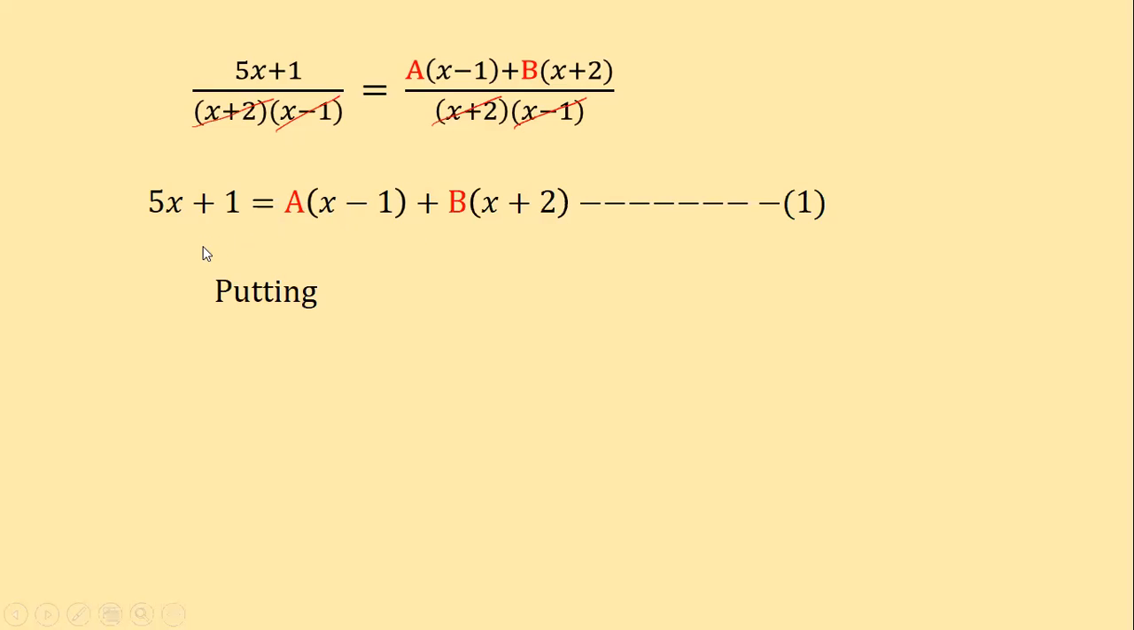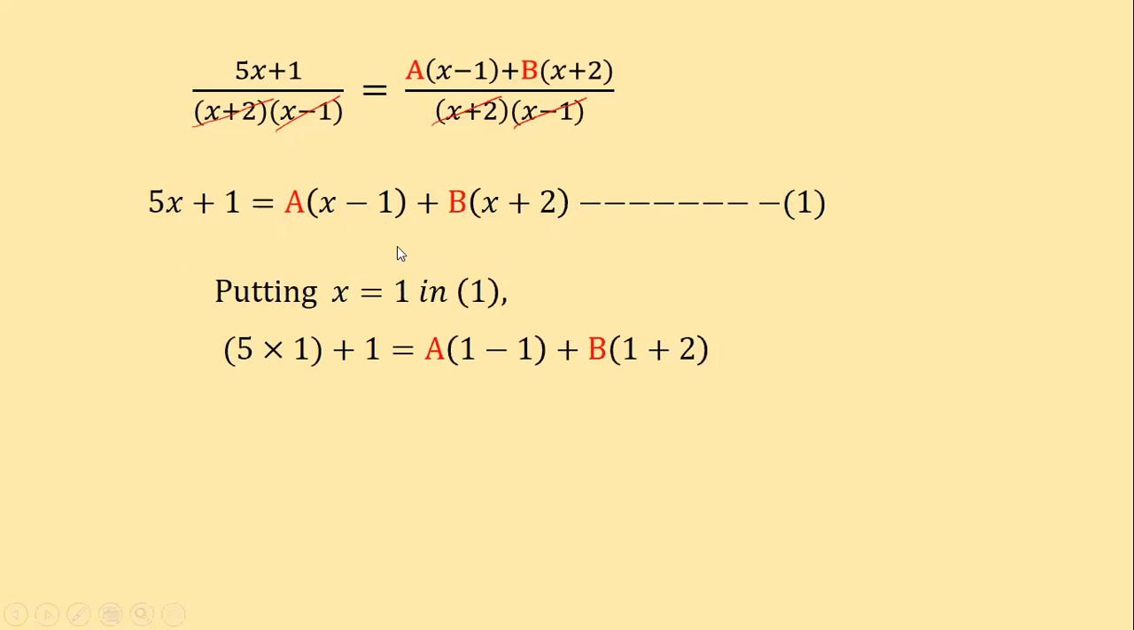So let us see, putting x is equal to 1 in equation number 1. What we get? 5 into 1 plus 1, on both the sides we have to substitute wherever x is there. 5 into 1 plus 1 is equal to a into 1 minus 1 plus b into 1 plus 2. So 5 into 1 is 5. 5 plus 1 is equal to, this term is 0, plus 1 plus 2 is 3, 3 into b. 5 plus 1 is 6, is equal to 3b. So 3 into b is 3b is equal to 6. This term has got eliminated.